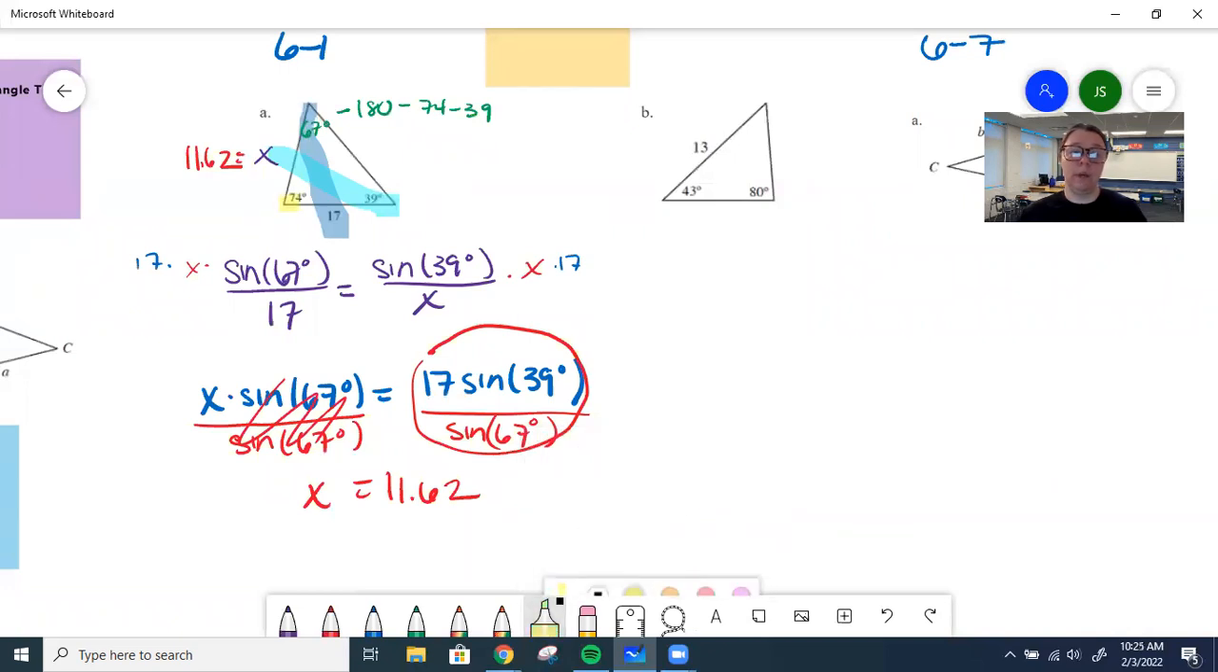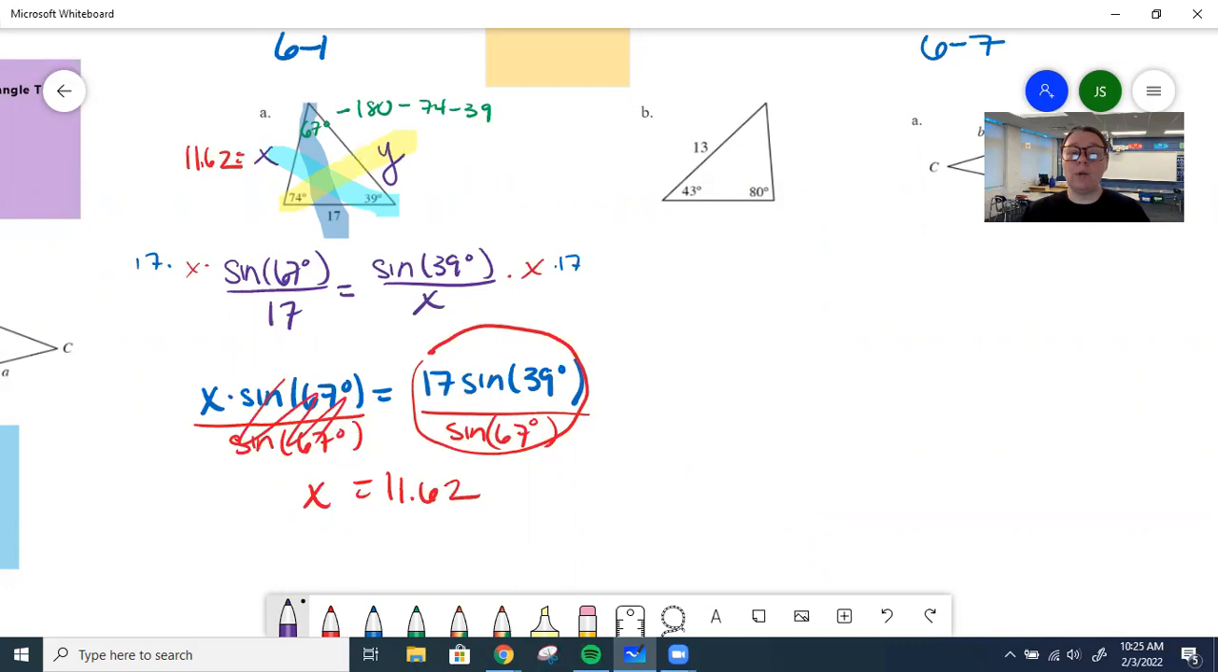So I'm going to set up another ratio. Now, some people will think, oh, I know 2 sides of the triangle, I can just use the Pythagorean theorem to get the third side. That only works in a right triangle. You cannot just say 11.62 squared plus 17 squared equals y squared. It doesn't work that way. You have to set up another law of sines ratio.